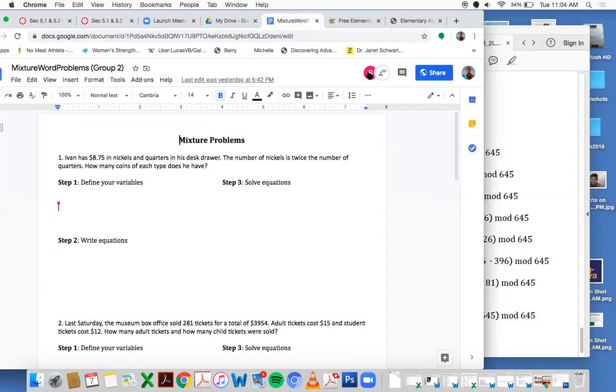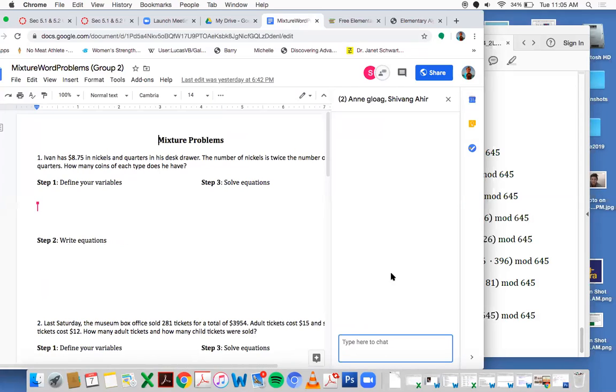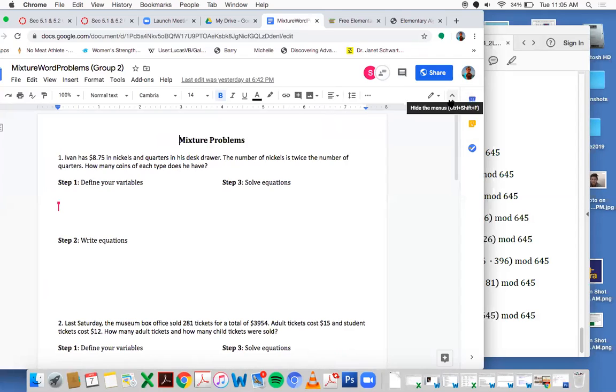All right, so I can see somebody joining group 2. Once you join and there's more than one person in there, you should be able to see this chat box here, right? If you click on it, it opens a chat window and you can chat with each other as you're working. If you don't see the chat box, as you are working through the document, you can still see what other people are typing.